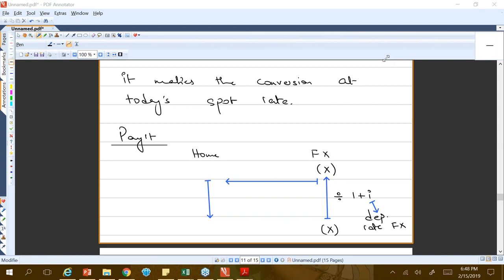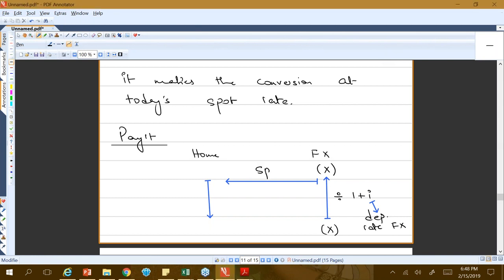Then once we got the answer here, we use the spot rate, which is today's spot rate, and we convert it into home. Once we've converted this into home, we multiply that by 1 plus the I, and I here is the borrowing rate in home. So do not worry about the numbers yet.